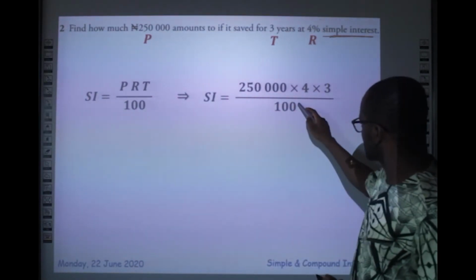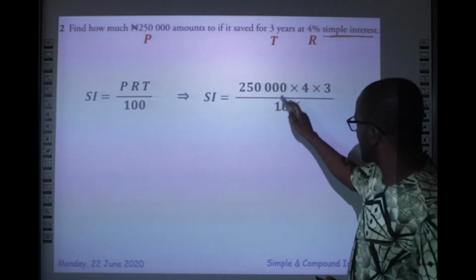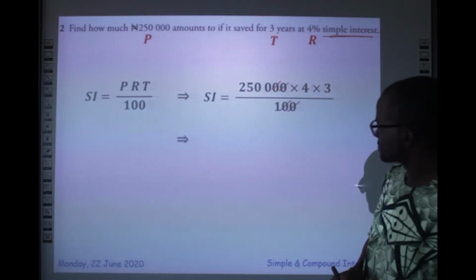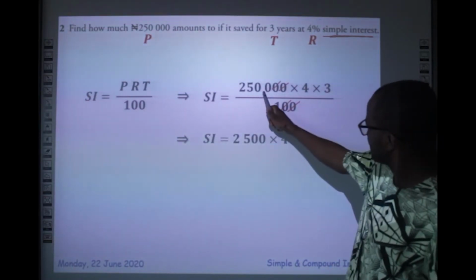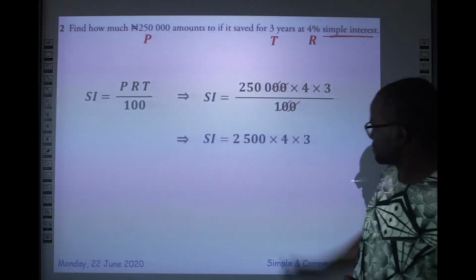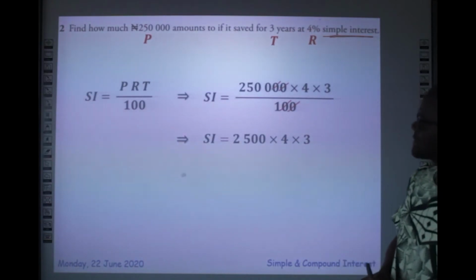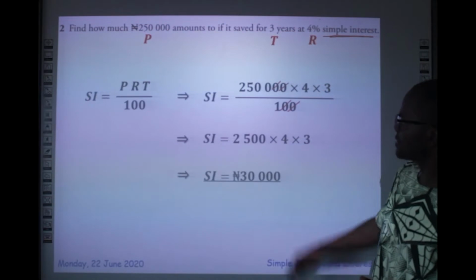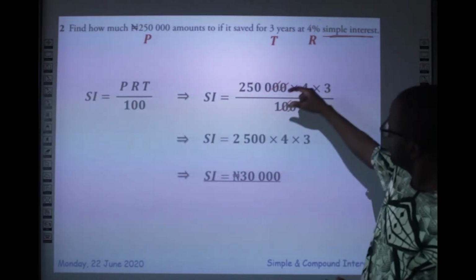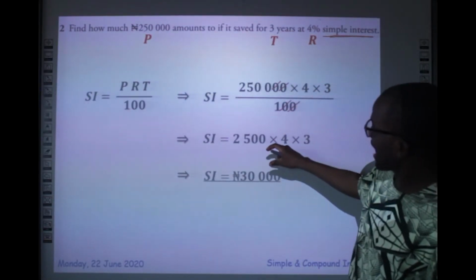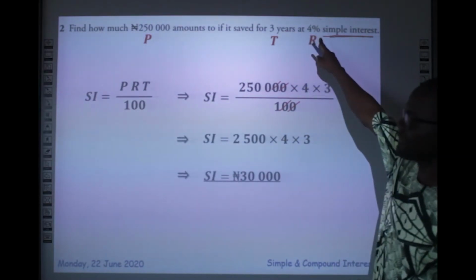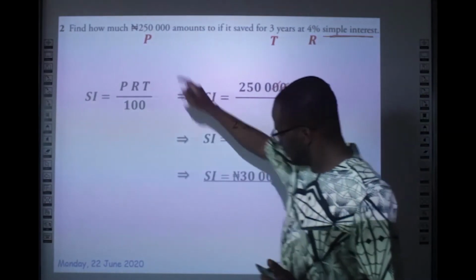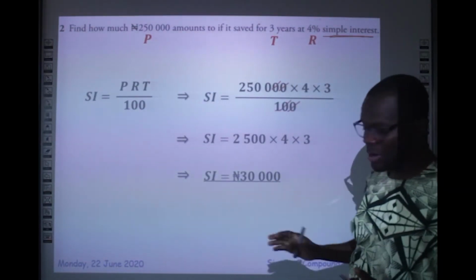Again, we cancel the 2 zeros from the 250,000, and you have 2,500 times 4 times 3. And when you do that, you get 30,000 naira. So the simple interest after 3 years at 4%, when you invest 250,000, will be 30,000 naira.